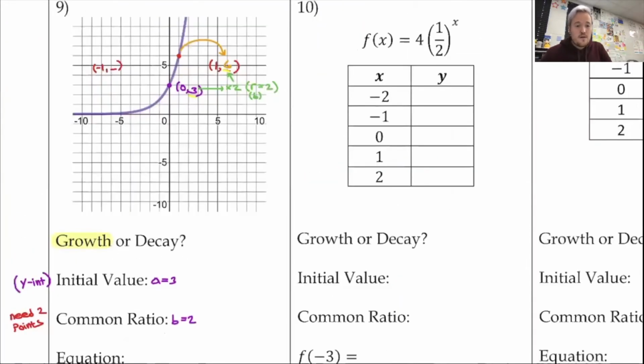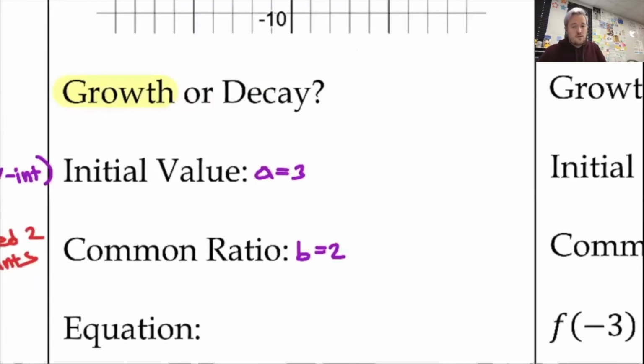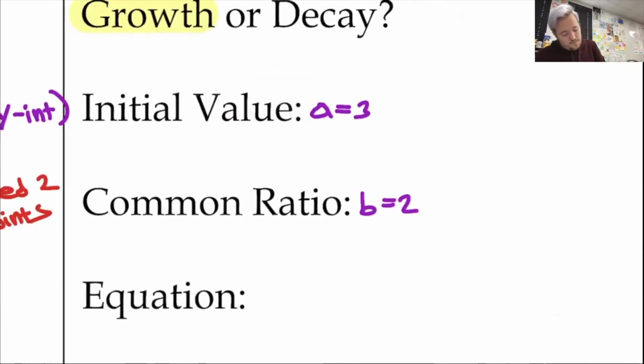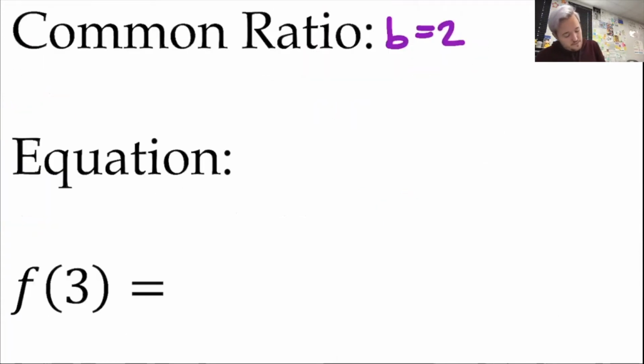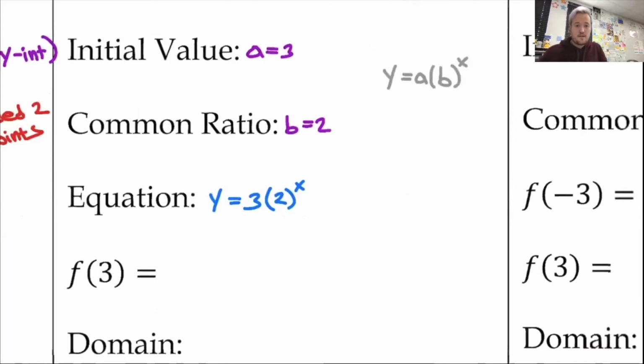Okay. So now we actually are going to write the equation using the initial value and the common ratio. So our equation, remember, is in the form y equals a parentheses b raised to the x. We're just taking the initial value and the common ratio, plugging it into the corresponding slots. There's your equation. So you're going to have y equals your a value, which is 3, in parentheses 2 raised to the x.